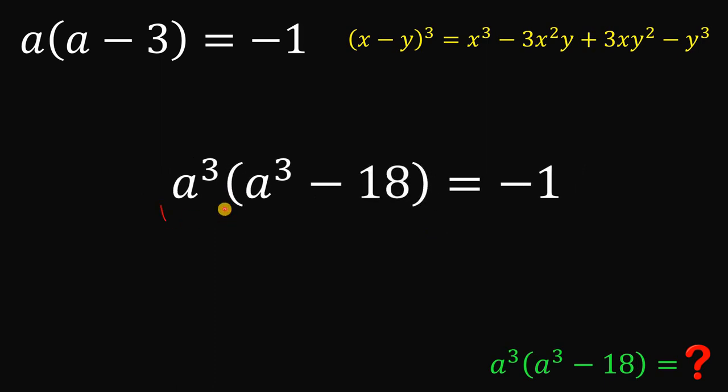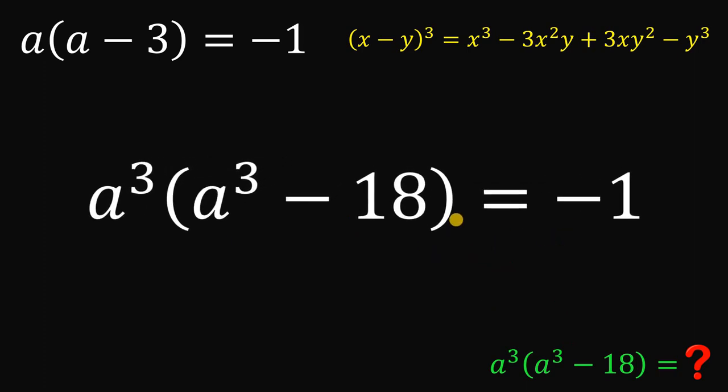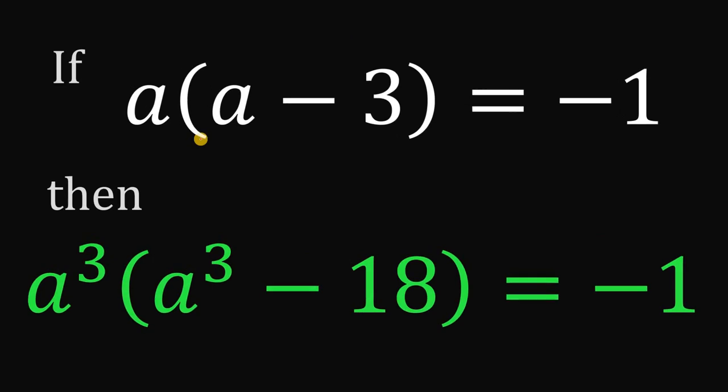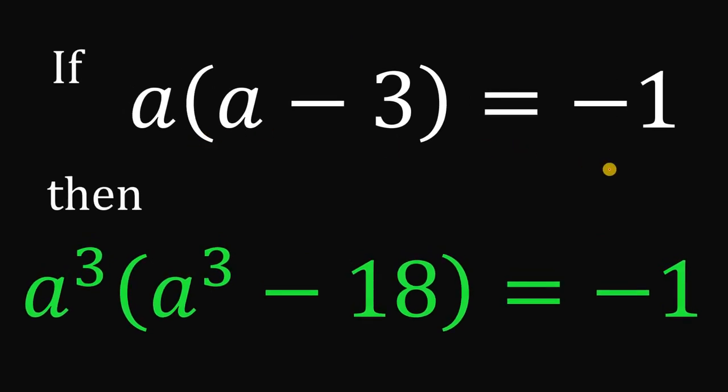And we have here a cubed multiplied by a cubed minus 18. And this is exactly what we want to find. And the answer must be equal to negative 1. So, our answer to this question is just negative 1. Therefore, if a multiplied by a minus 3 equals negative 1, then the numerical value of a cubed multiplied by a cubed minus 18 is just negative 1.